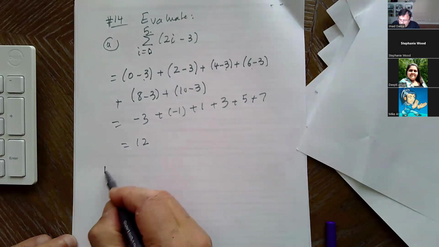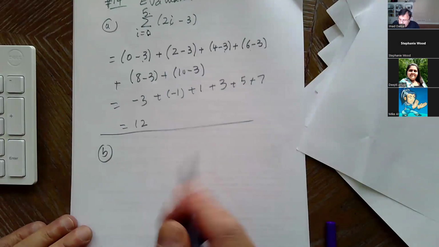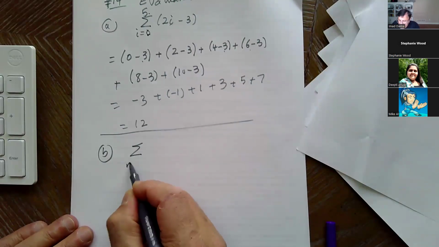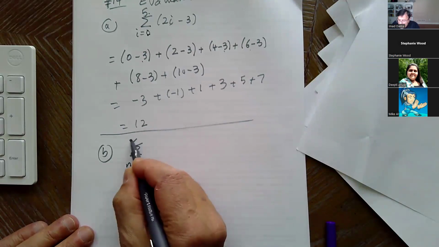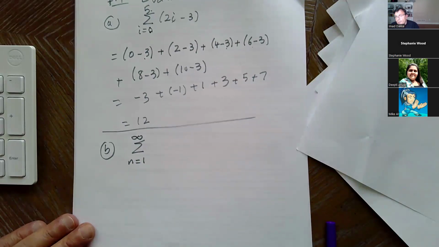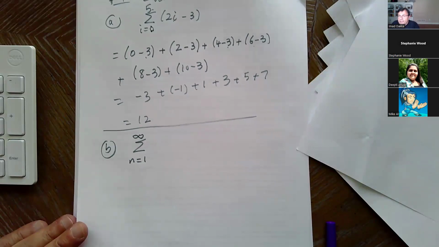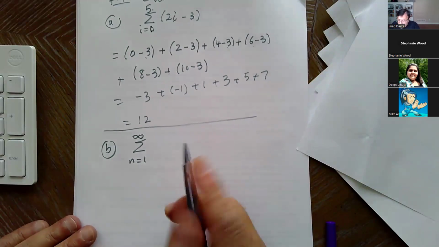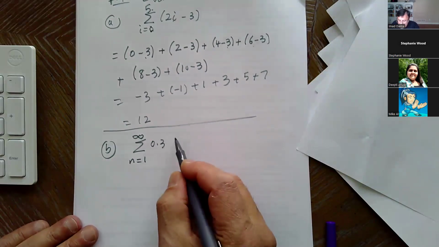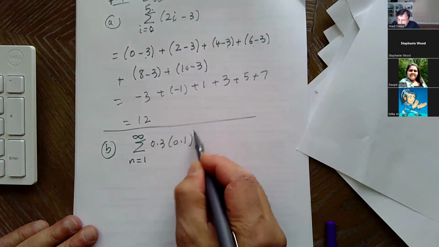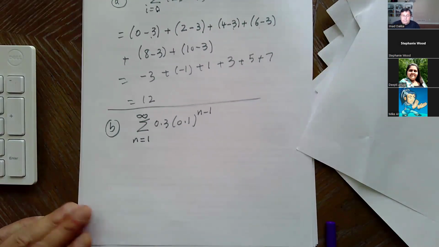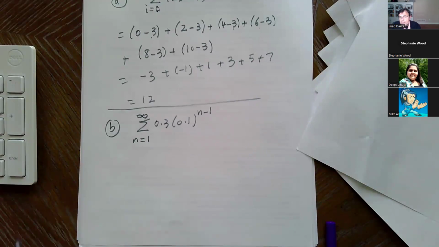Now with part B, it's a little bit trickier. Why? Because it says n equals 1, which is fine, but it goes to where? Infinity. So we can't do this to infinity. We don't know what infinity is, okay? So there's a trick to that. What we're going to do is write out the terms to see what that is. Just write out the first few terms.